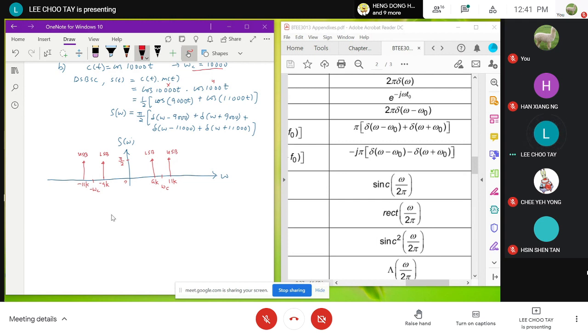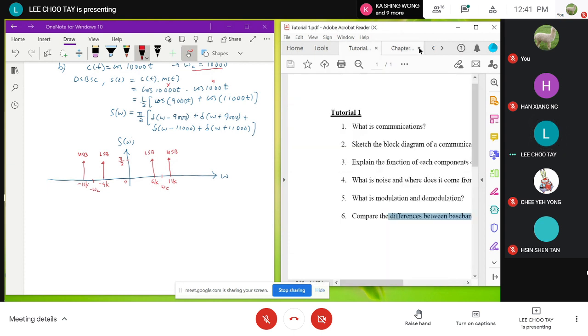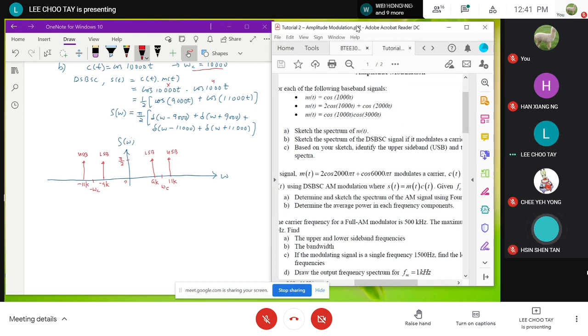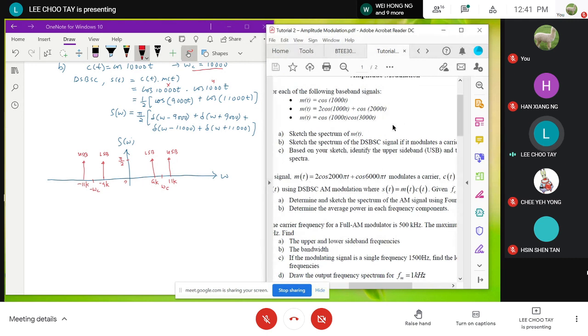Okay, so that is for part 1, Tutorial 1, question 1, baseband signal number 1. Oops, where is it? Baseband signal number 1 here. Okay, can follow? Can, Miss. Good. So now it's your turn.